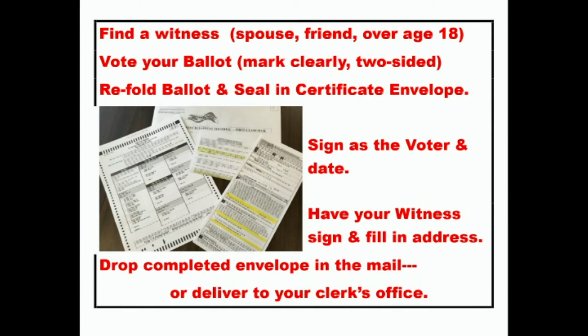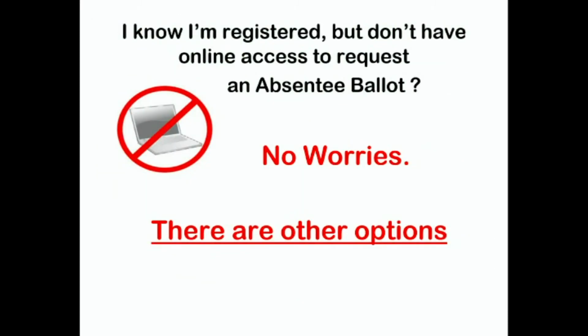After that is completed, you can put your sealed and completed certificate envelope in the mail. It is already pre-addressed to your local clerk. Or you can drop it off at your clerk's office. If you made a mistake and you need a new ballot, no problem. Simply contact your local clerk for a replacement and she will place it into the mail for you.